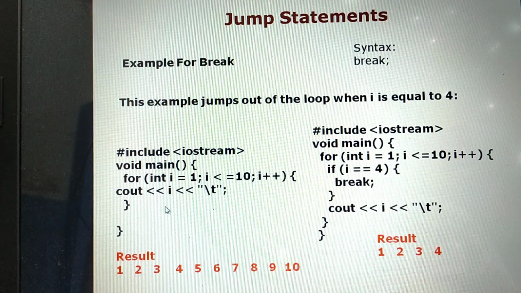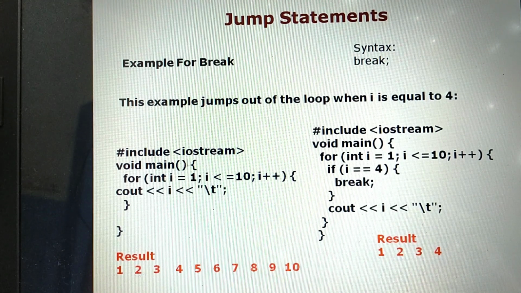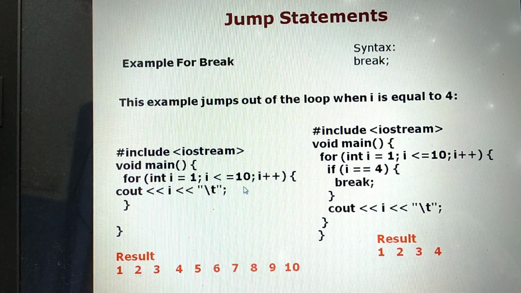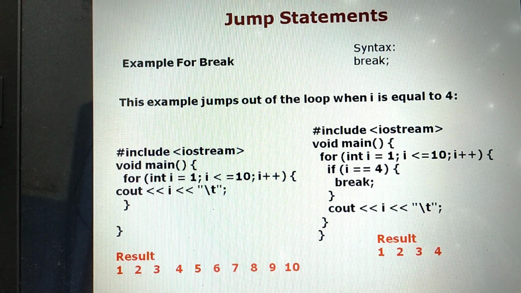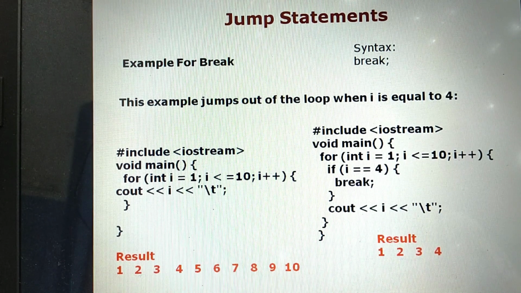See this program. This is a normal program to print the numbers from 1 to 10. Using the loop statement, we can print the expected output from 1 to 10. This is the starting value, this is the final value. It starts with the value of i equal to 1, and when the value of i becomes 10, the loop will terminate. Until the value of i becomes 10, the process will repeat. In between we cannot terminate. But if you want to terminate, we can use the break statement.